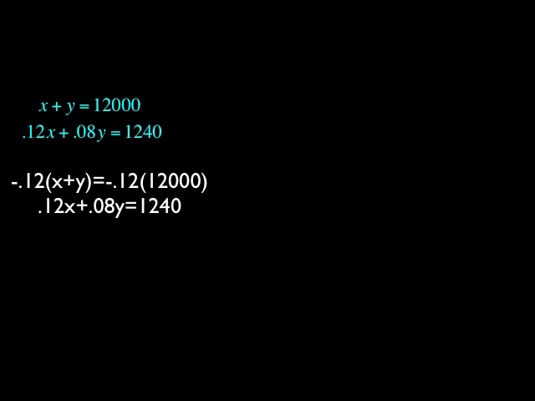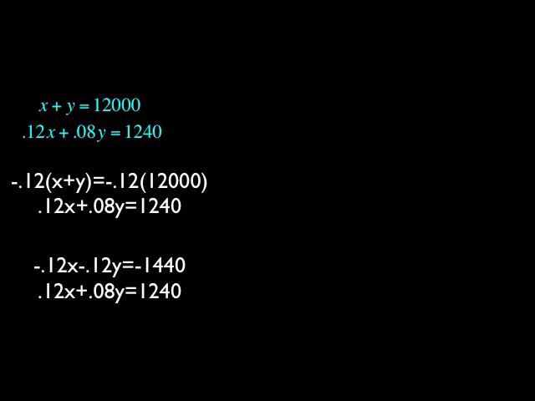So if I wanted to eliminate the x's, I'd multiply the top equation by negative 0.12. Now think about it for a minute. If I wanted, on the other hand, to eliminate the y's, I'd again multiply the top equation, but this time by negative 0.08. Doesn't matter which one you do, just pick one and stick with it. So when I distribute that through, my top equation becomes negative 0.12x minus 0.12y equals negative 1440. Remember to distribute all the way through.